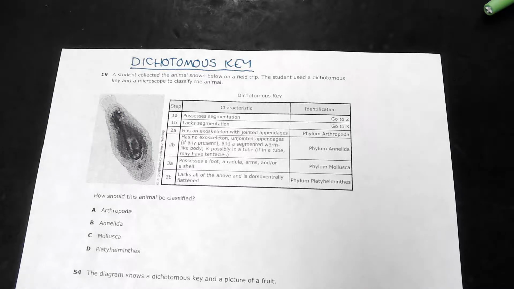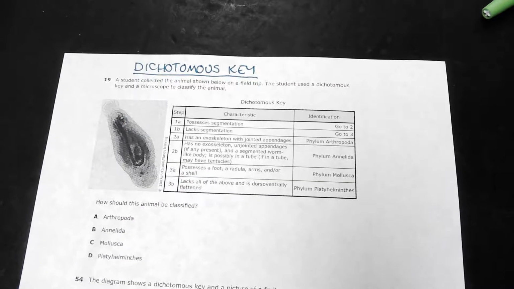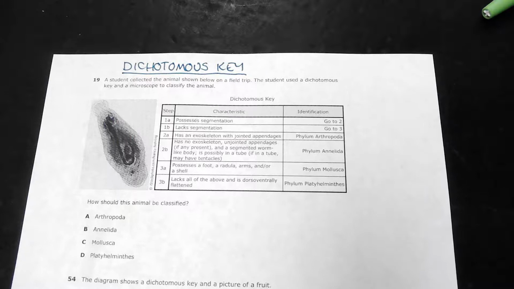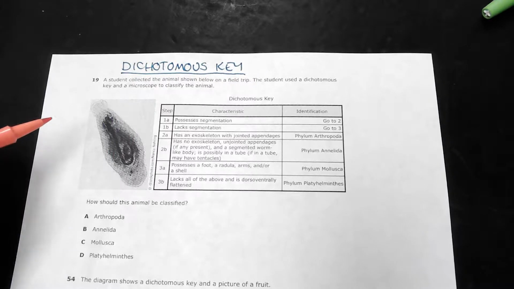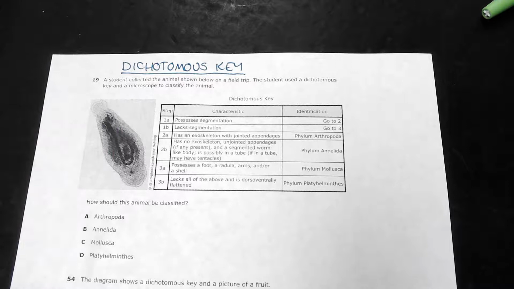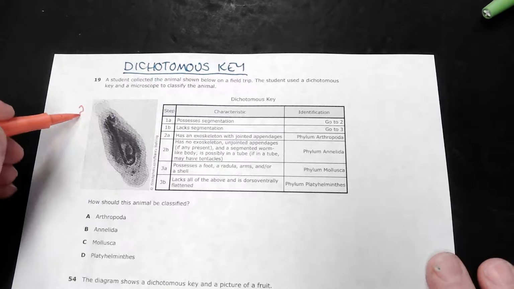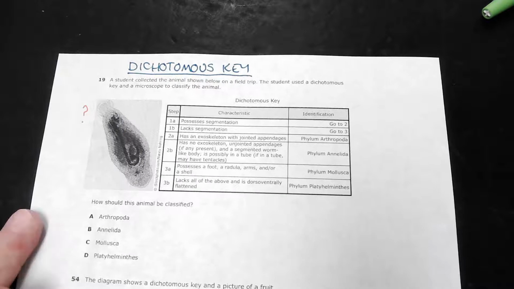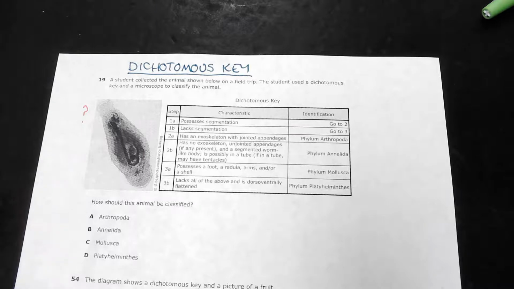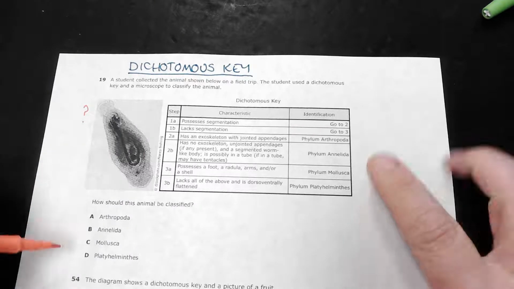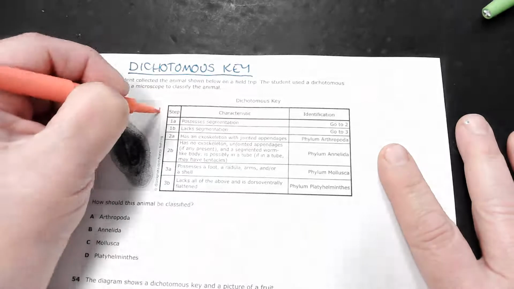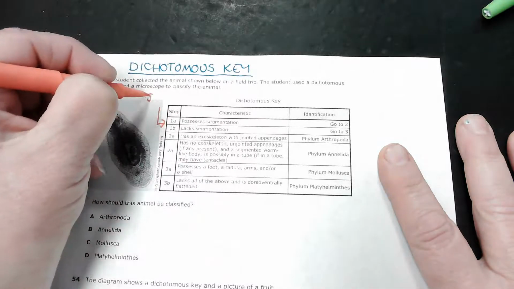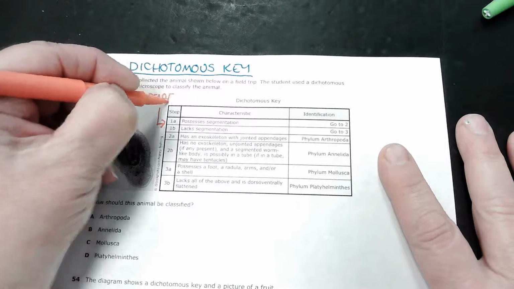So a dichotomous key is a super simple and super easy tool that helps us identify an organism that we don't know. And the easiest way to explain how to use them is to actually do some. So here I have an unknown organism, and I have this key that I'm going to use to identify it. And the rule is this: any time you have to identify something, you always start at question 1.